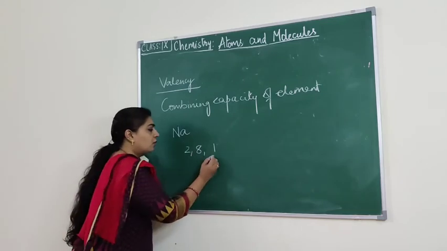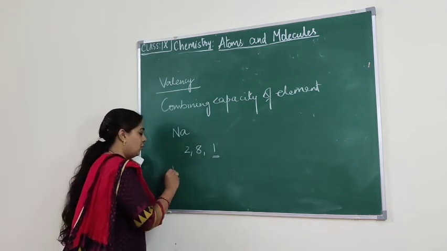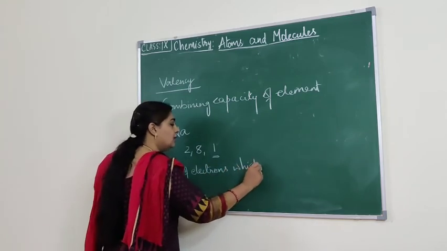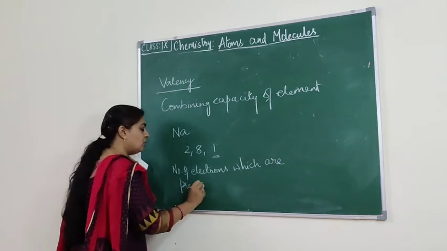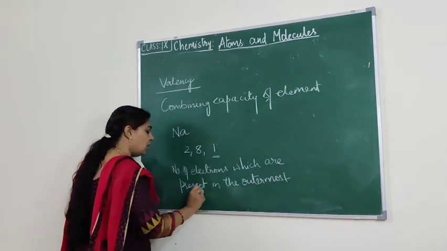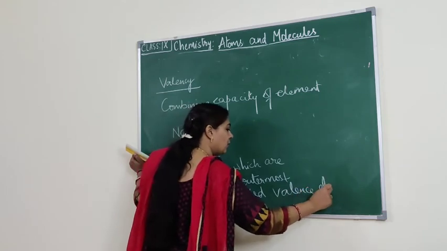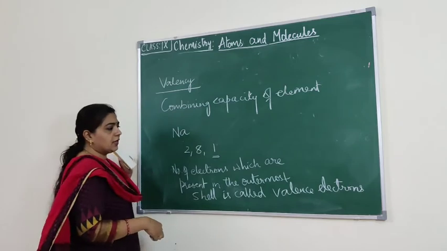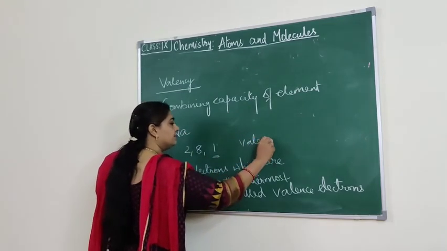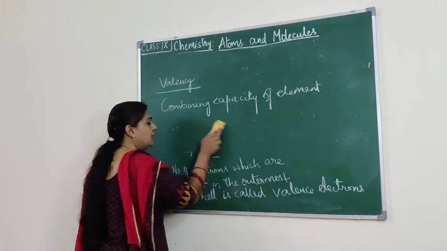How to find out valency? We have to know the number of electrons present in the outermost shell. The number of electrons which are present in the outermost shell is called valence electrons. So here it has only one. So what is the valency of sodium? Valency of sodium will be one. So we should know the atomic number and also the valence electrons, then we can find out the valency.